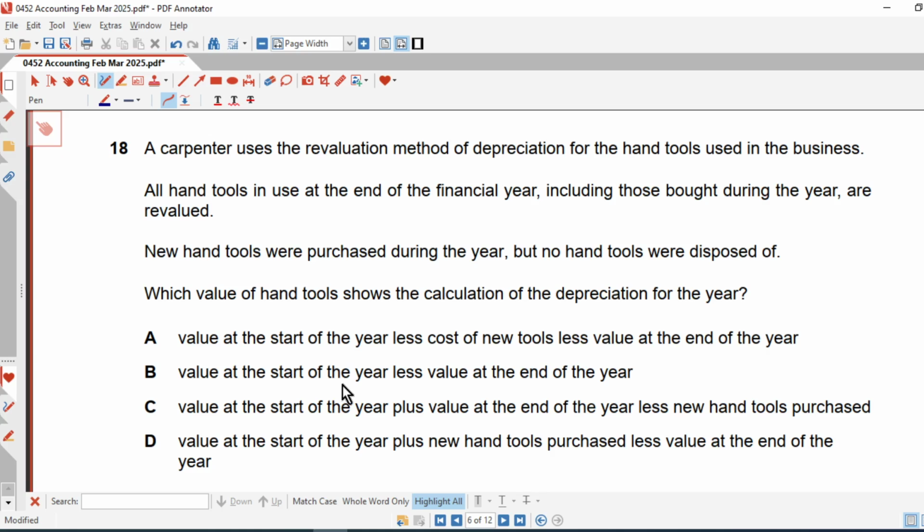In this video, we're going to continue on our 2025 February-March Accounting Paper 1 discussion, particularly for the second half of the paper, questions 18 to 35.